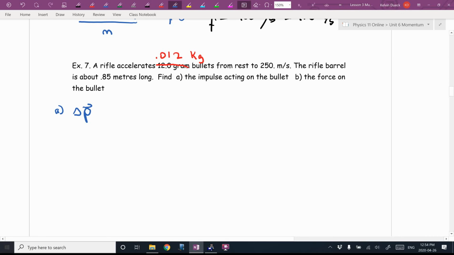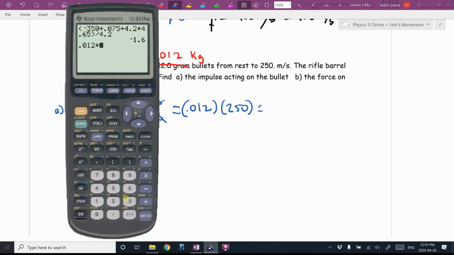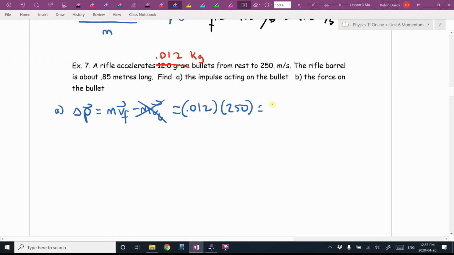I don't see a time or force. To find the impulse, the change in momentum, I'm just going to go mv final minus mv initial, and I'm going to say v initial is 0 from rest. So the impulse magnitude is 0.012 times 250 meters per second. It works out evenly, amazingly. We get an impulse of 3.0 kilogram meters per second. B wants the force.